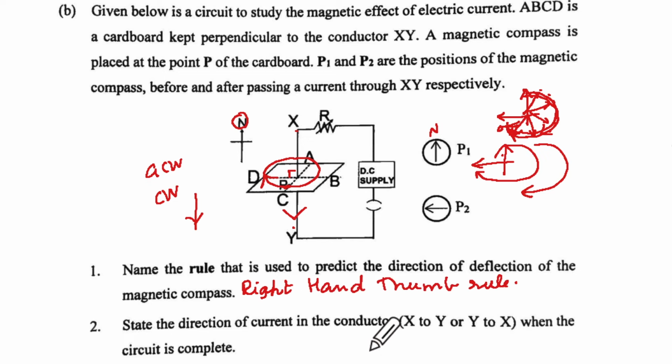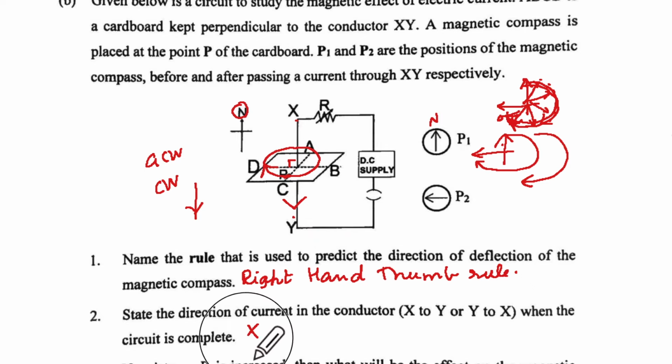State the direction of the current in the conductor. Is it from X to Y or Y to X? It is downwards, means X to Y.